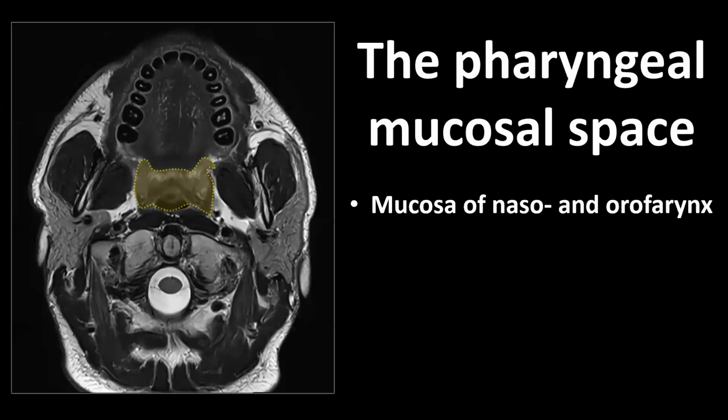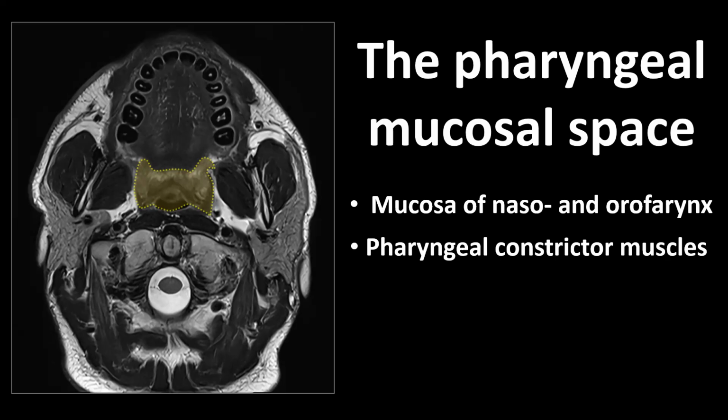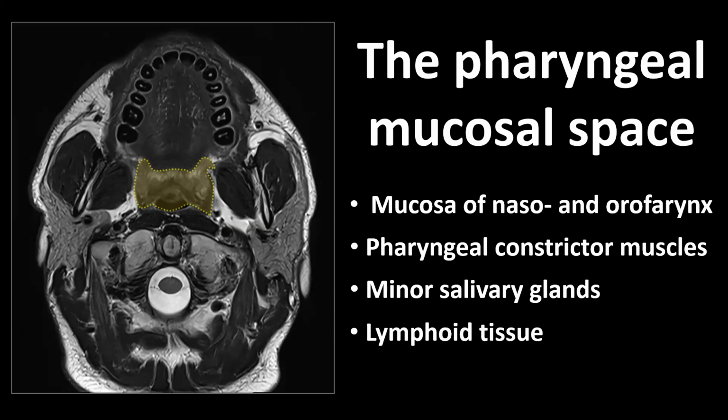What are other components of the pharyngeal mucosal space? Well, the pharyngeal mucosal space contains, as said, the mucosa of the naso- and oropharynx, but located underneath that mucosa, we can also find the pharyngeal constrictor muscles, minor salivary glands, and some lymphoid tissue. We can also find the virtual peritonsillar spaces, which, however, can become infected in patients with tonsillitis, and that's the place where we will find a peritonsillar abscess.